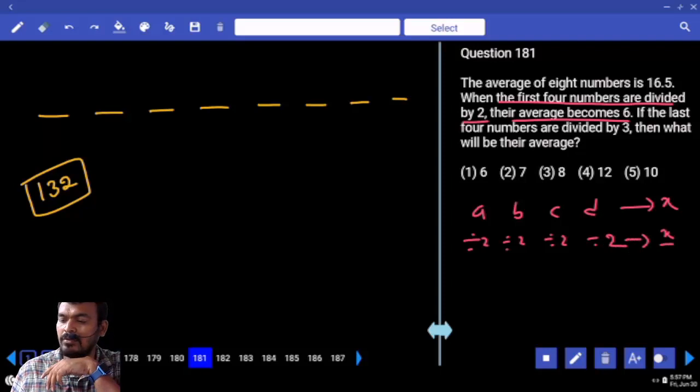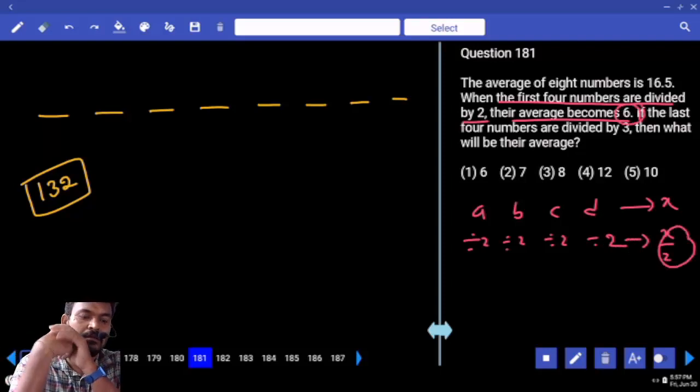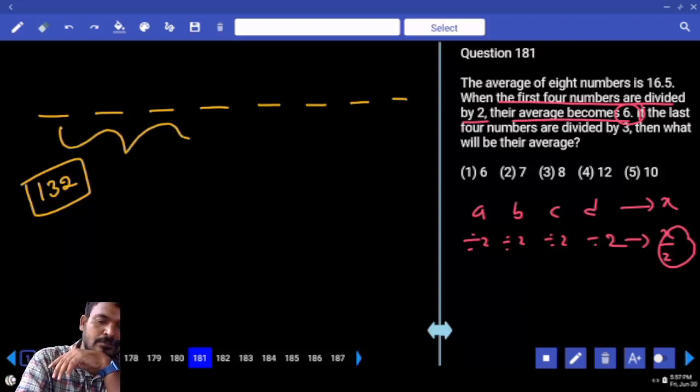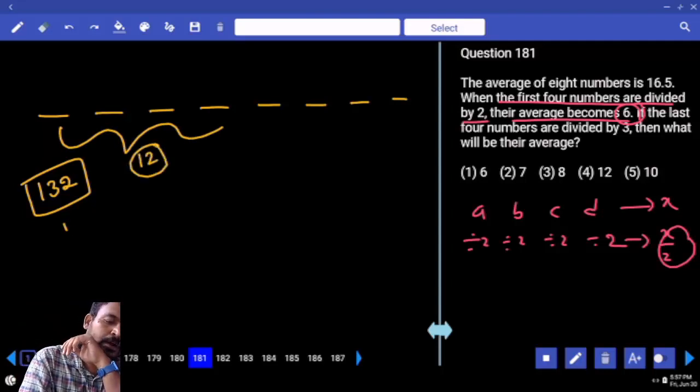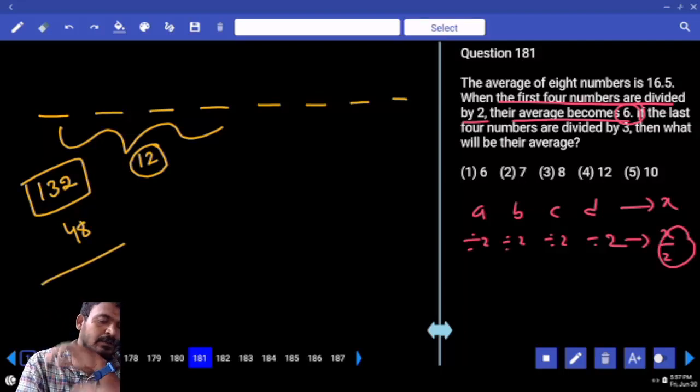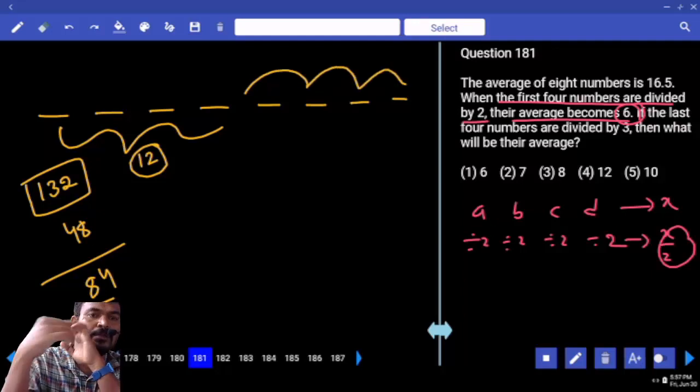X by 2. In place of X by 2, the value given is 6. Then X is 12. The 12 is the first 4 numbers' average. If the first 4 numbers' average is 12, their sum is 48. Out of 132 we subtract 48. What is the remaining value? 84. That 84 is the sum of the remaining 4 numbers.